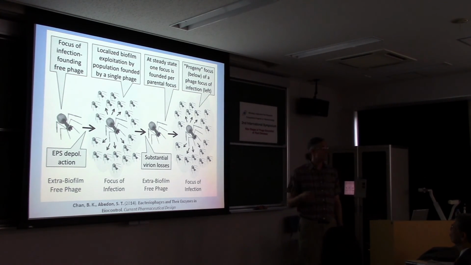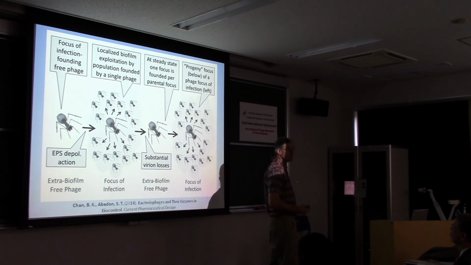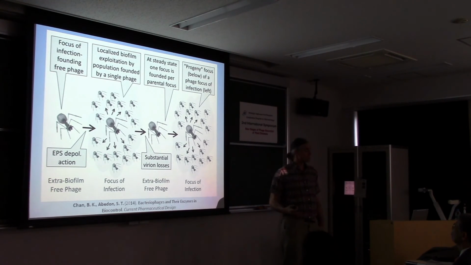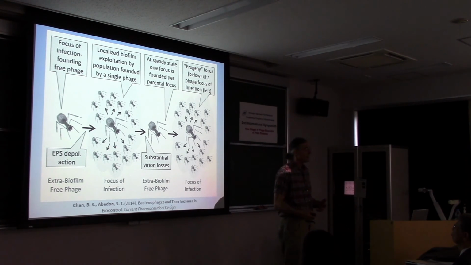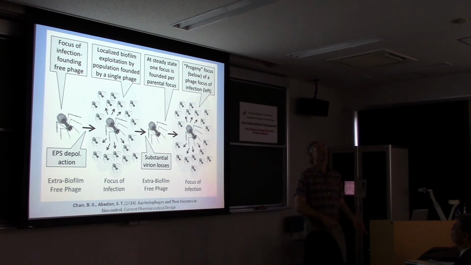It occurred to me that at steady state, if you're going to have a phage population whose size is not changing, then if a phage is able to find a biofilm and start making phage progeny within that biofilm, at steady state, the number of localized exploitations of biofilms should not be increasing. And that means that no matter how many phages are produced per focus of biofilm infection, on average, at steady state, only one phage is going to find a new biofilm to infect and start this new focus of infection.